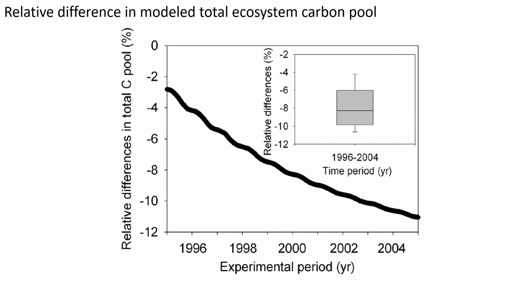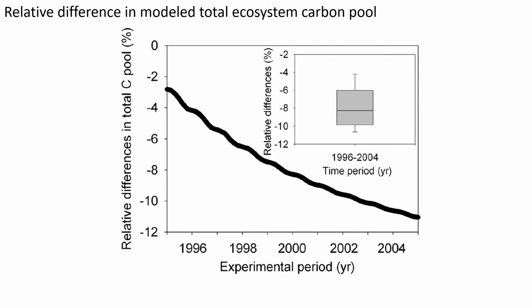This shows the relative difference in modeled total ecosystem carbon pool in the Duke Forest using two sets of parameters. First, those CN coupling parameters derived from observations under ambient CO2 are used to predict carbon dynamics under CO2 enrichment. For comparison, CN coupling parameters estimated from observations under elevated CO2 are also used to predict carbon dynamics under CO2 enrichment.